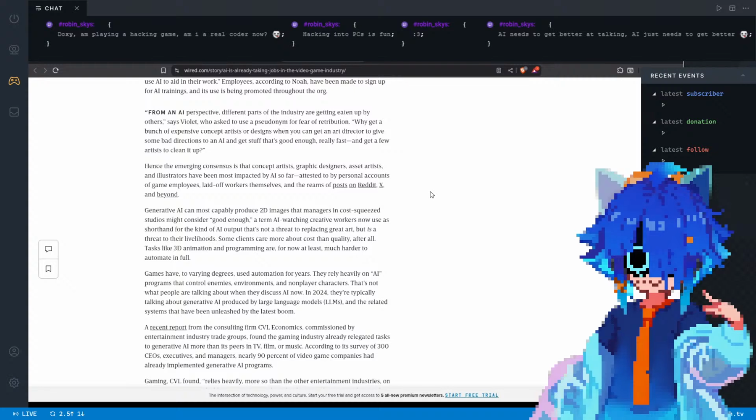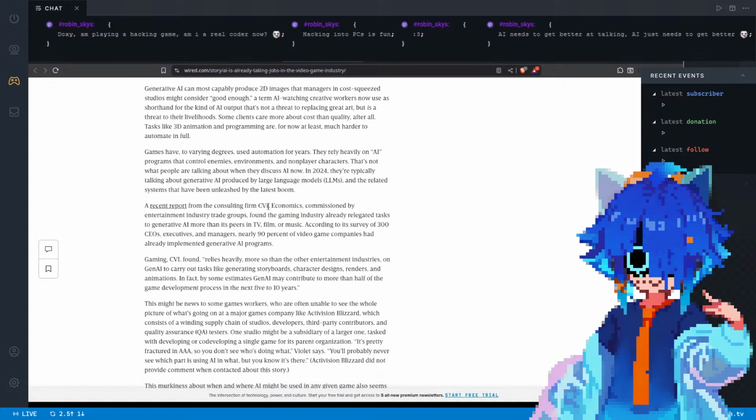Why get a bunch of expensive concept artists or designers when you can get an art director to give some bad directions to an AI and get stuff that's relatively good enough, relatively fast, and then get a few artists to clean it up? Hence, the emerging consensus is that concept artists, graphic designers, asset artists, and illustrators have been most impacted by AI so far. Attested to by personal accounts of game companies, laid off workers themselves, and the realms of posts on Reddit, X, and beyond. Generative AI can most capably produce 2D images that managers in cost-squeezed studios might consider good enough.